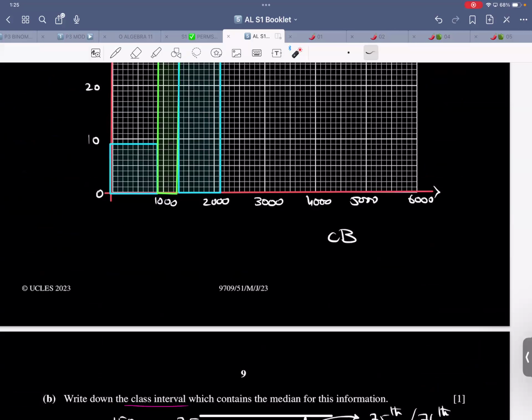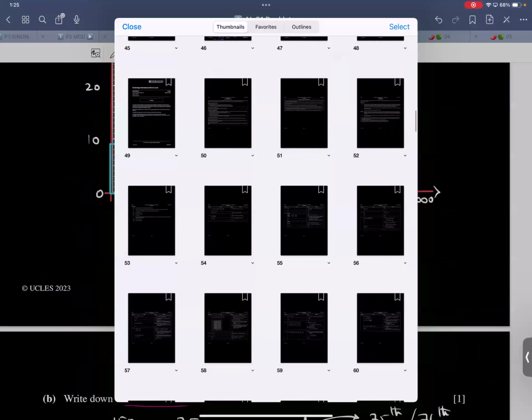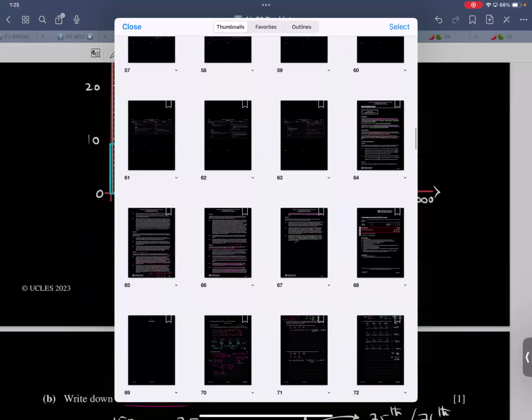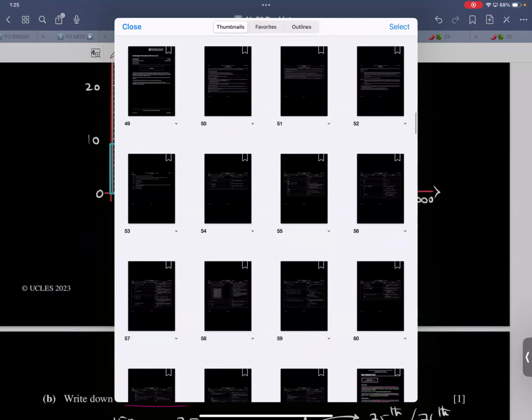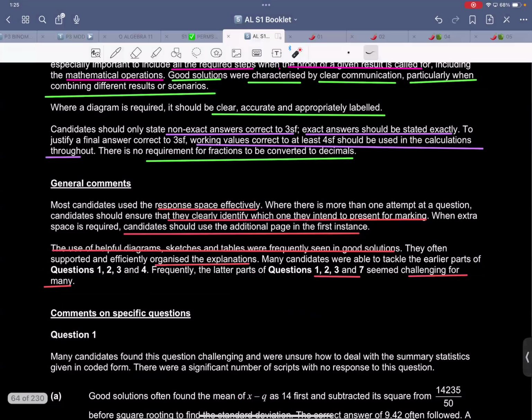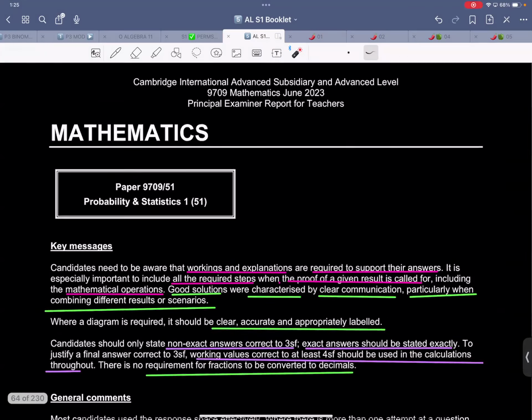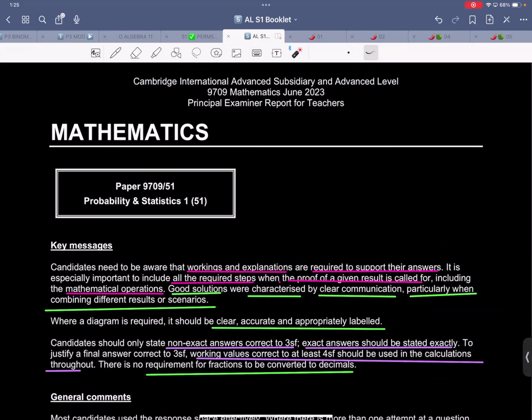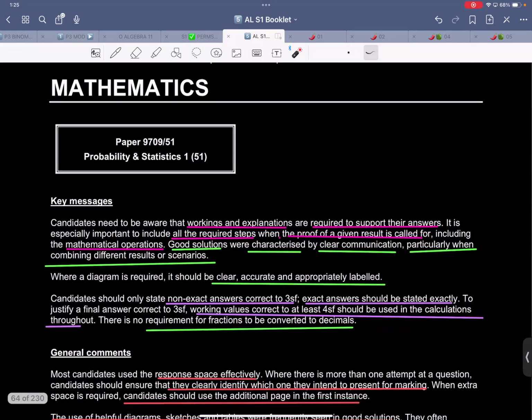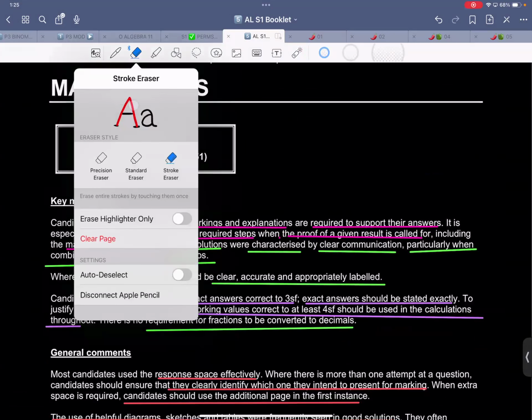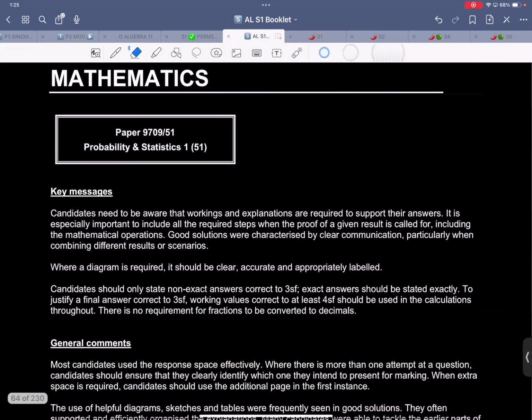Let me go to the next paper. Okay, I think that's the mark scheme. The examiner report. Now it says, in general, they're talking about including everything. We started today with permutation combination. Candidates, let me just first clear this thing up and then I'll underline it myself.